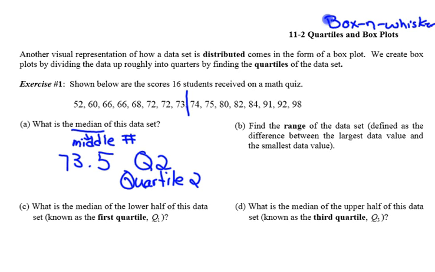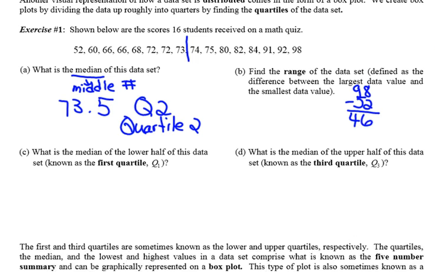Okay, find the range of the data, defined as the difference between the largest data value and the smallest, and we did that before. This doesn't really help us in terms of our box and whisker plot, but we will need it. So my range is 46.